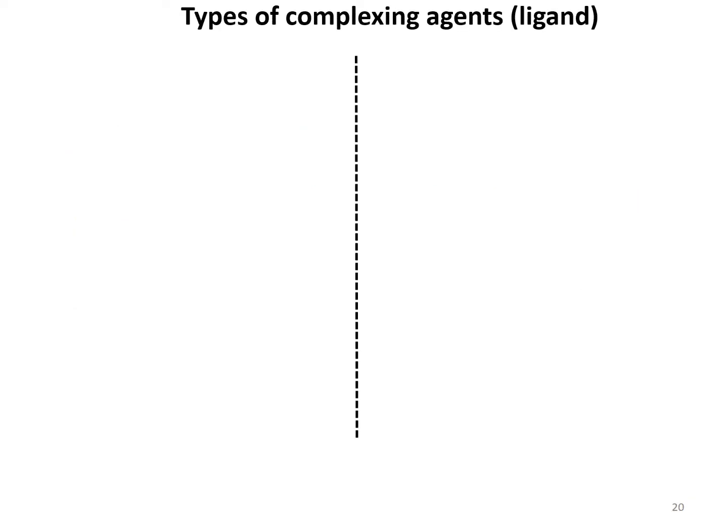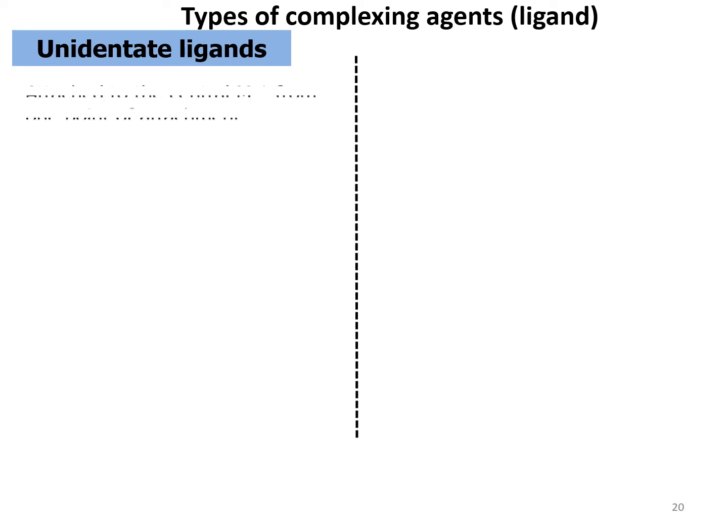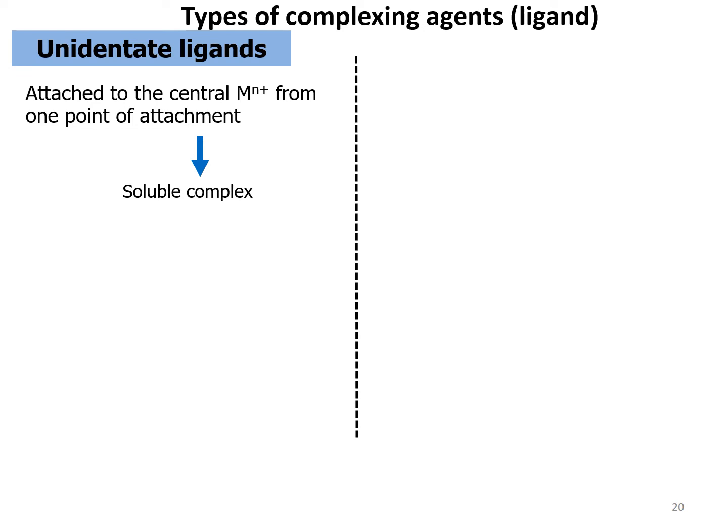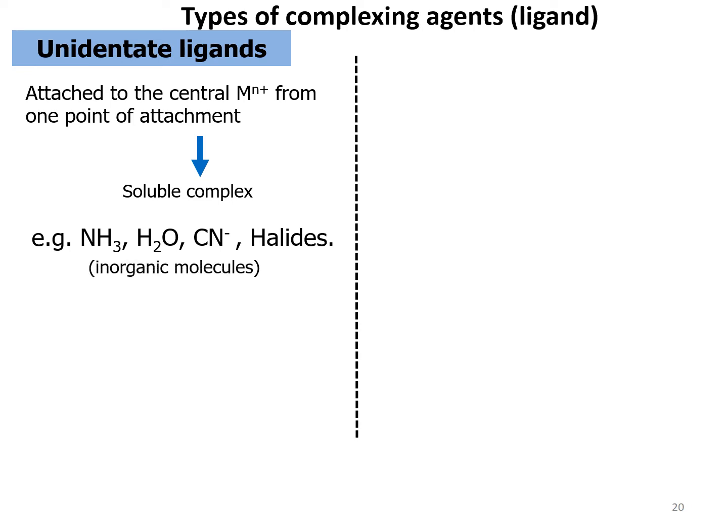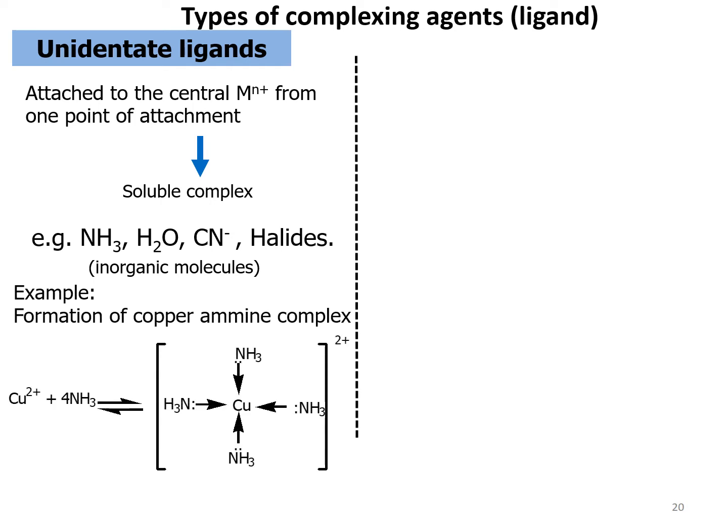A simple comparison between the types of complexing agents or ligands. You will see that the unidentate ligand attached to the central metal ion at one point forms a soluble complex, using ammonia, water, cyanide, or halides as ligand, which are inorganic molecules. An example of that is the formation of the copper-amine complex.